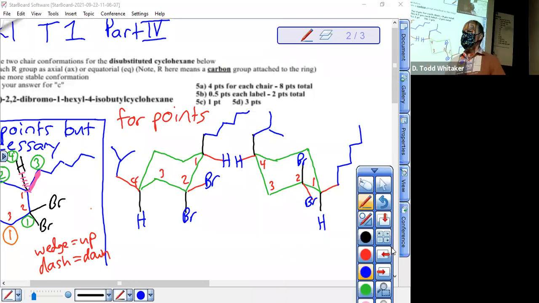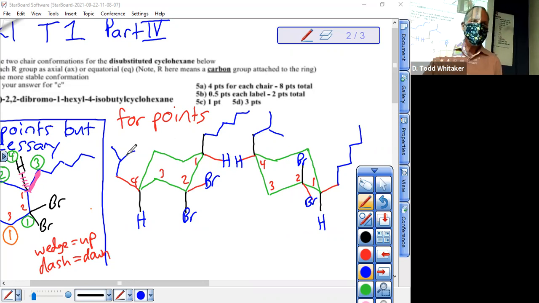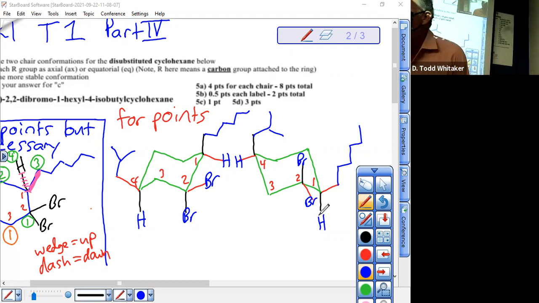We're rolling. And C and D are easy. Which group's bulkier? Translation. Which group has a branch closer to the ring? Well, hexyl doesn't have a branch. Isobutyl has a branch, 2 carbons from the ring. Isobutyl is the bulkier one. Bromines are very bulky, but hey, you've got a bromine axial and equatorial in both chairs, right? Bromine's not part of your discussion.